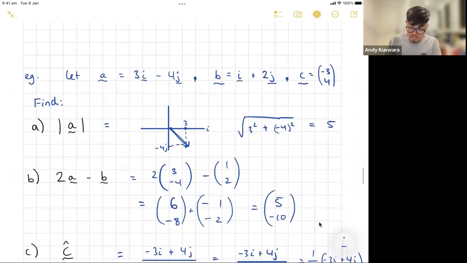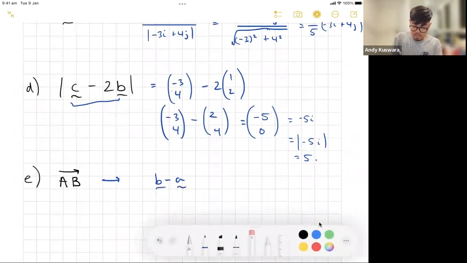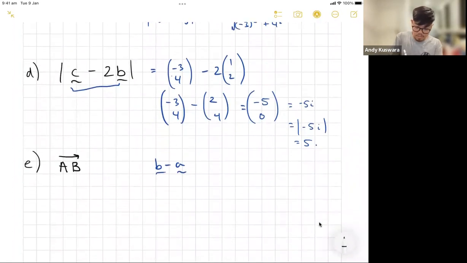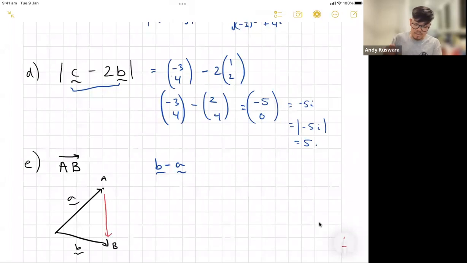And the last one, if I want the vector AB, so all of these are different vectors. If I want to find the vector AB, the easiest way to do this would be, it's just going to be b minus a. Because the idea of this is a would be somewhere here, b would be somewhere there. So if I'm going from a to b, using vector subtraction, it would just be b minus a or a minus b, whichever direction you've got. For this particular case here, it's just going to be b minus a.